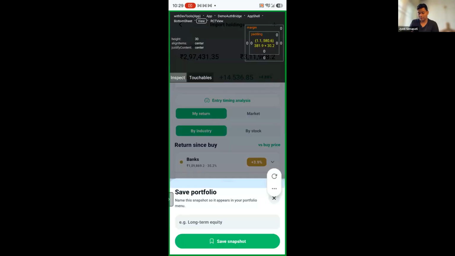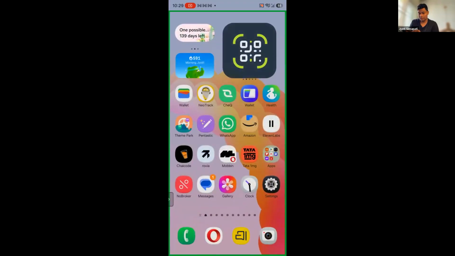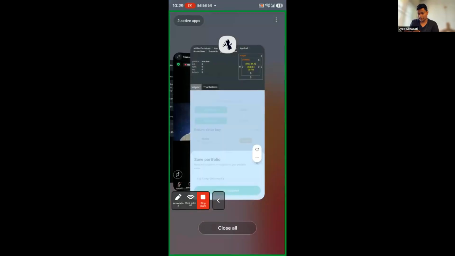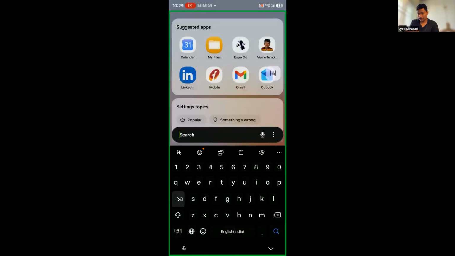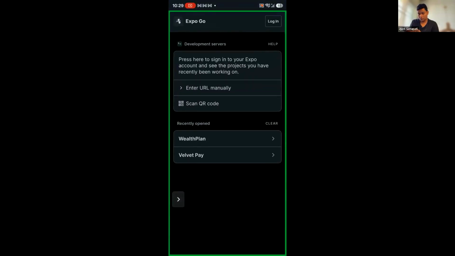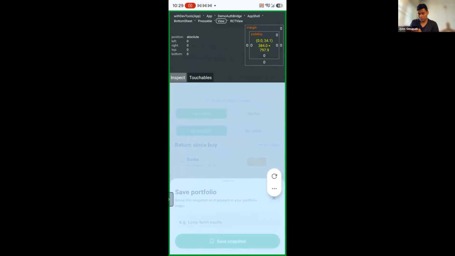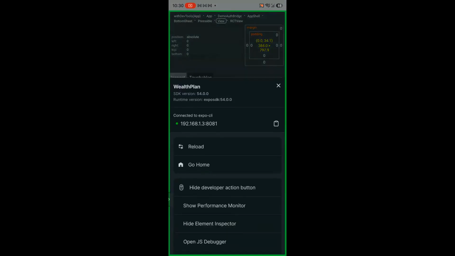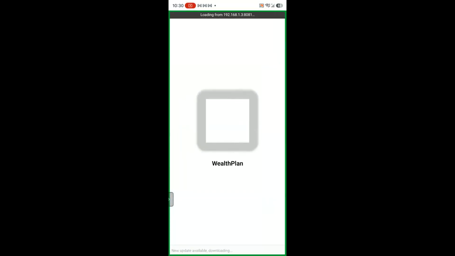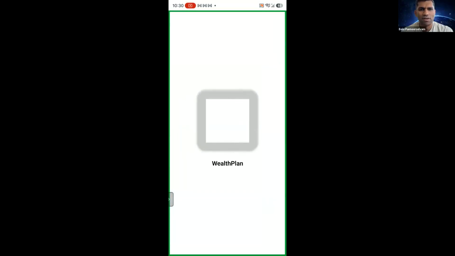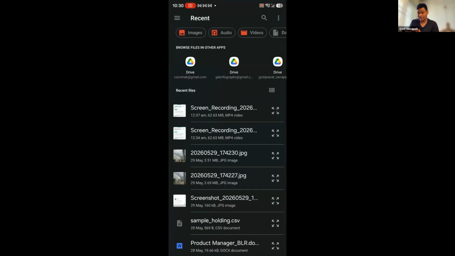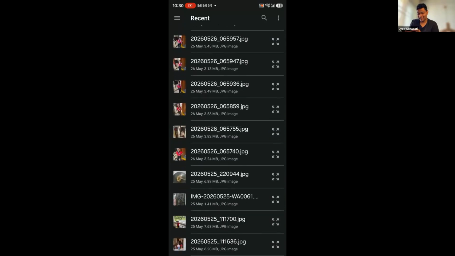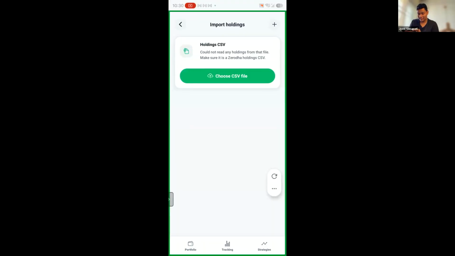Hold on. Some developer tool is on. Yeah, this Expo is a developer tool actually, but it's popping up here and there. Okay, sorry for that.